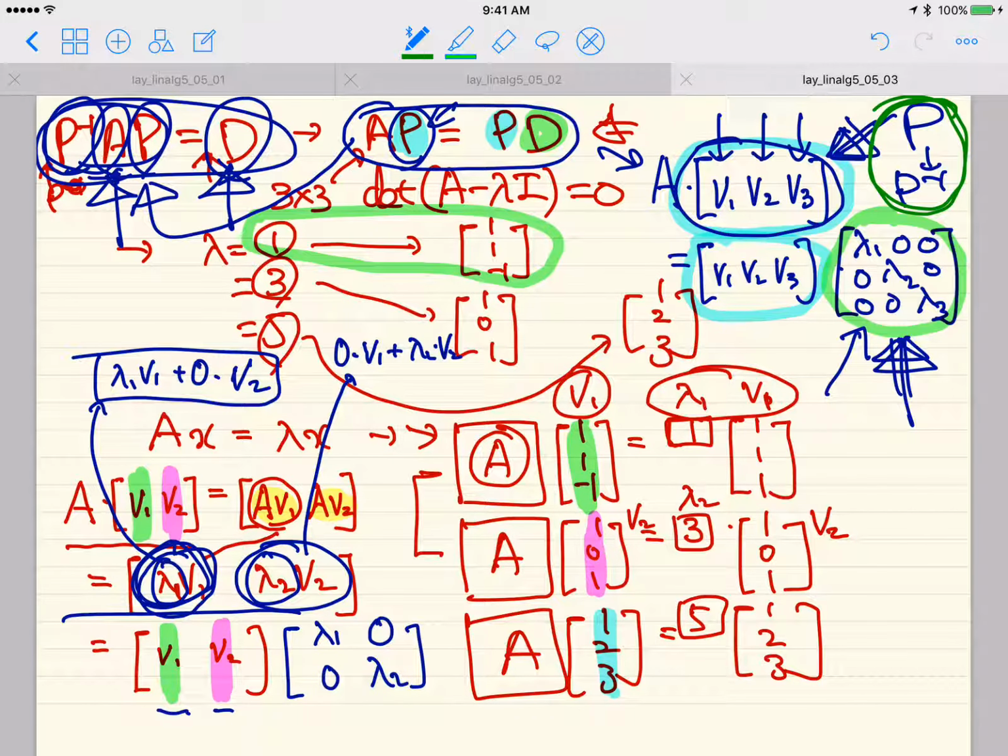This part. Here, we assume that the matrix P is invertible, right? The matrix P is invertible. So it means P should be a square matrix, at least. In the case of a 3 by 3 matrix, you must find 3 eigenvectors, right? But what if you find fewer than 3 eigenvectors?